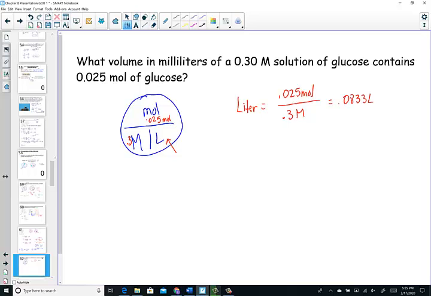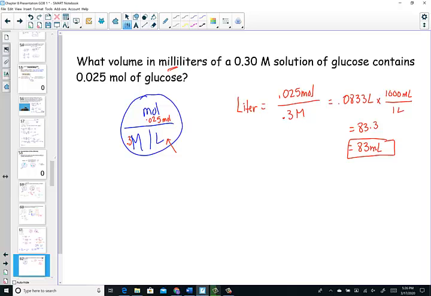But remember, we were asked for milliliters, so I'm going to multiply by 1,000 to convert that out. So just move your decimal 3 spots to the right, and you find 83.3. We need 2 sig figs, so 83 milliliters. All with our round little buddy.